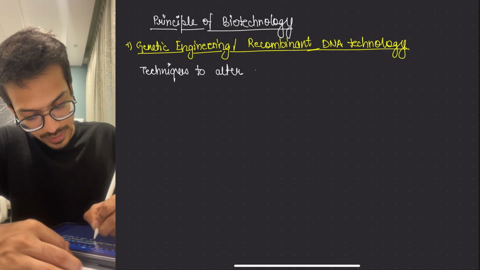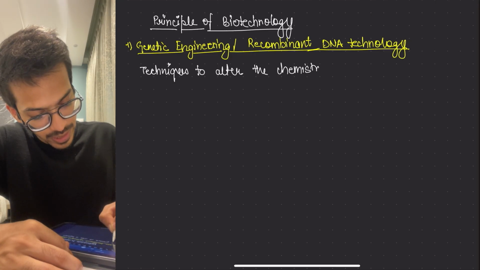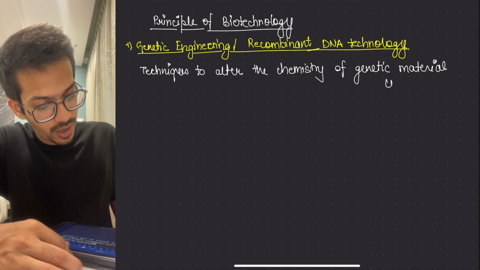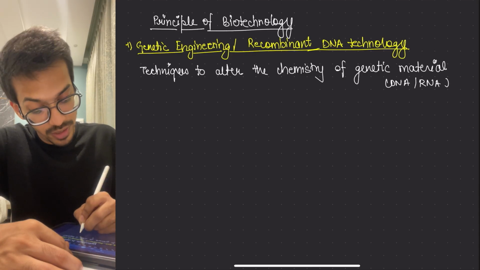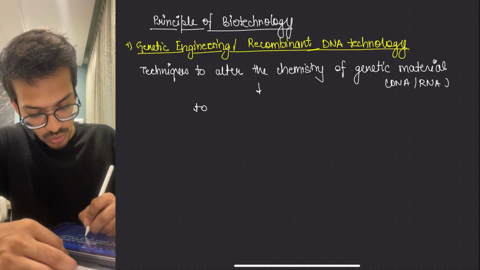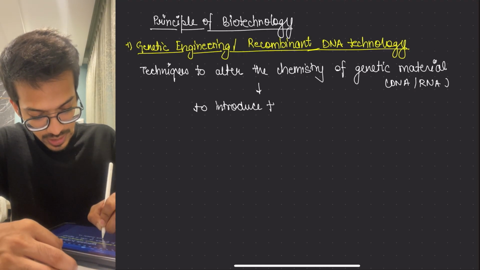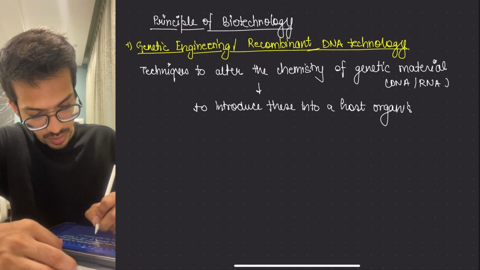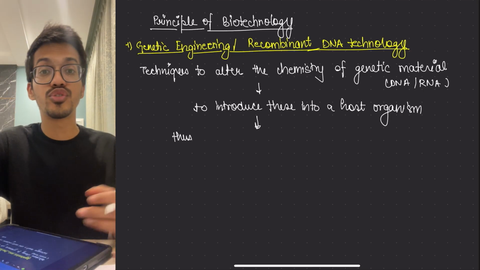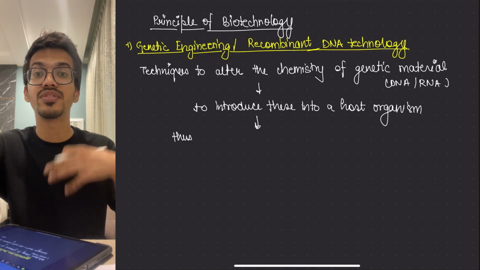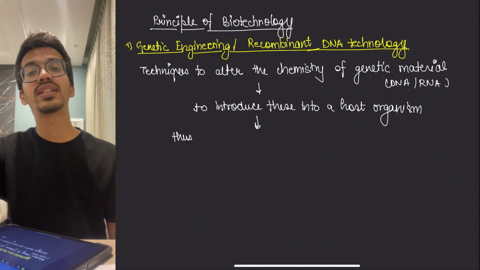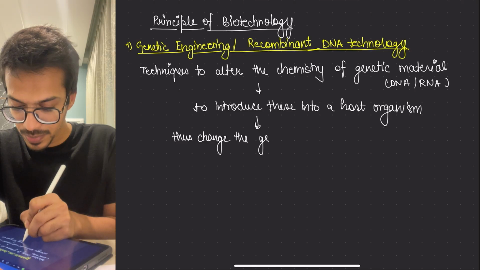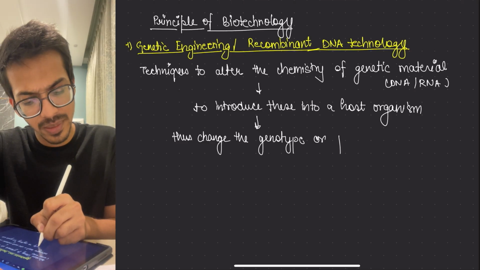to alter the chemistry of genetic material, DNA or RNA, then to introduce these changes into the host cell, into a host organism, which thus changes the genotype or phenotype of the organisms, because it will give new characteristics; new things have been added, new characteristics will come into the organism. You know what the meaning of these words is.